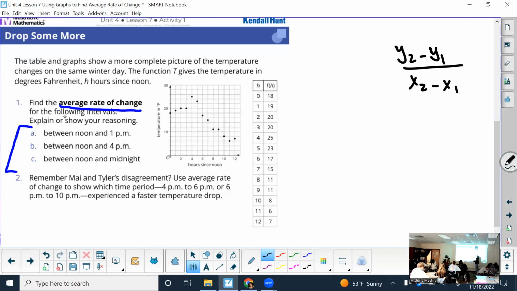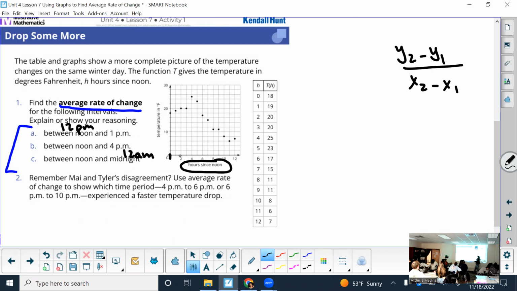But read closely. First of all, do we know when noon is? PM. And then do we know when midnight is? Now look at your graph. The X is hours since noon. So pay attention to that. So at the zero, what time is that? How many hours since noon? So like at this part of the graph, at the zero, for 0 hours since noon, what time is it? 12 p.m., right?